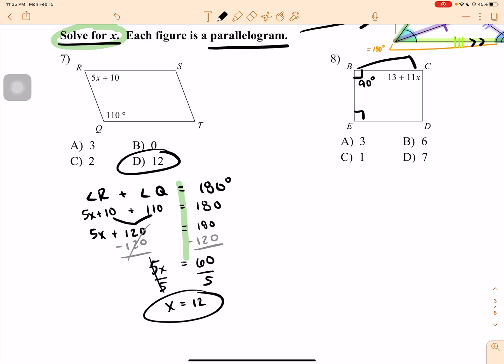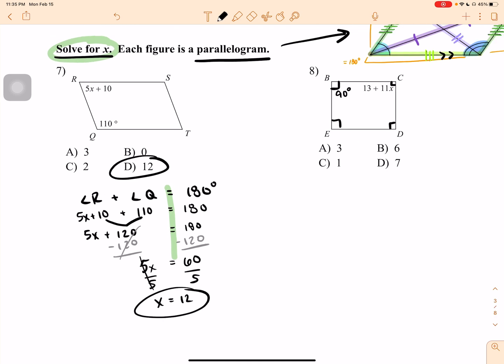Same thing here, they need to add up to 180 if it's a parallelogram. So this guy must also be 90, and same thing here. So I mean, you could just set 13 plus 11x equal to 90, or you can do 90 plus 13 plus 11x equals 180. Totally up to you how you want to solve that one. You should get the same answer either way. So this one is still just solving for x. Solve for x. Same instructions as here.